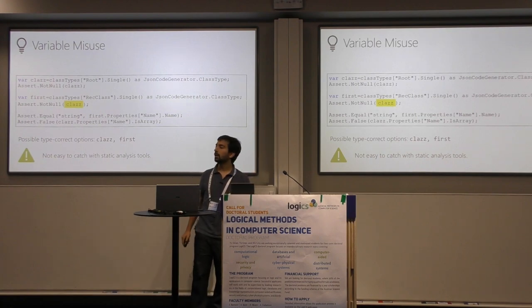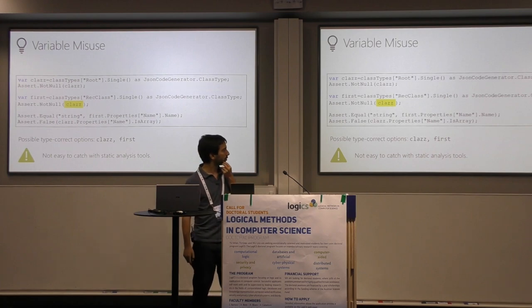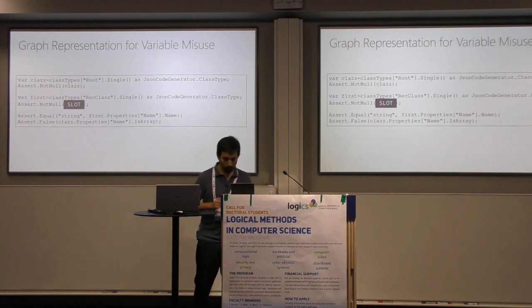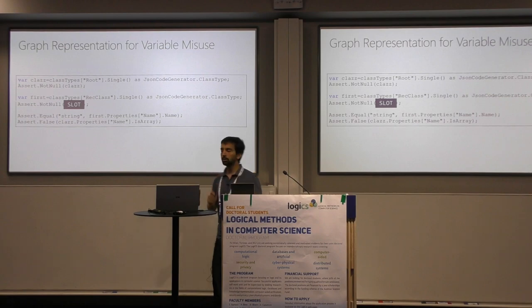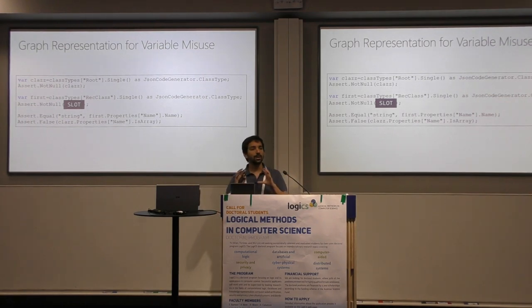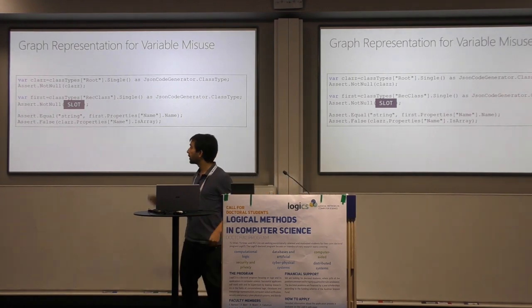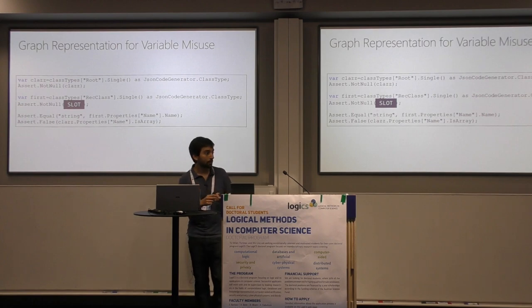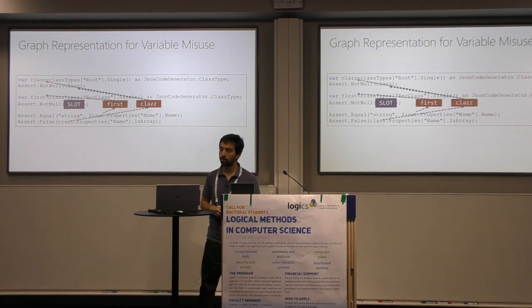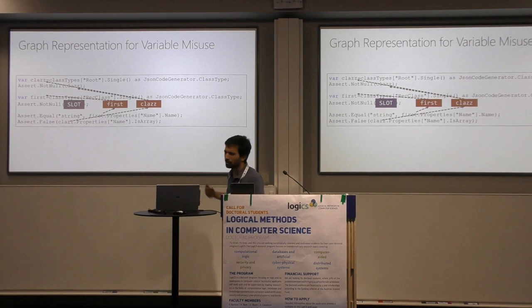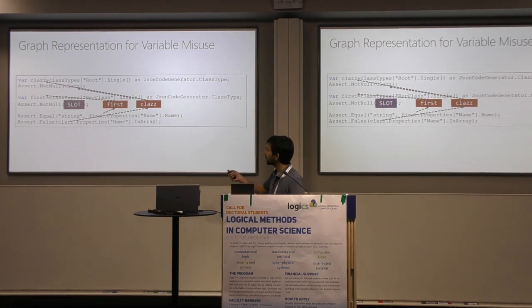or how do we get machine learning to work towards this problem? So in order to do that, we create a special node, the slot node here, that we syntactically connect to everything else. And now for each candidate variable, for each variable that we could place here, so it's in scope and type correct, we create a candidate node. So in this case, we just had two, so that's first and class.